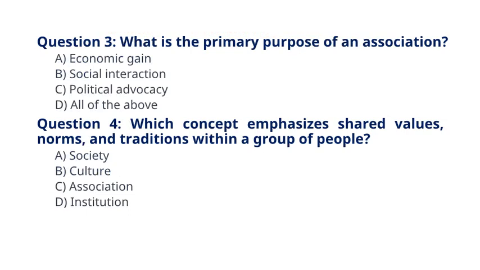Question 3. What is the primary purpose of an association? A. Economic gain. B. Social interaction. C. Political advocacy. D. All of the above. The correct answer for question 3 is option D. All of the above.